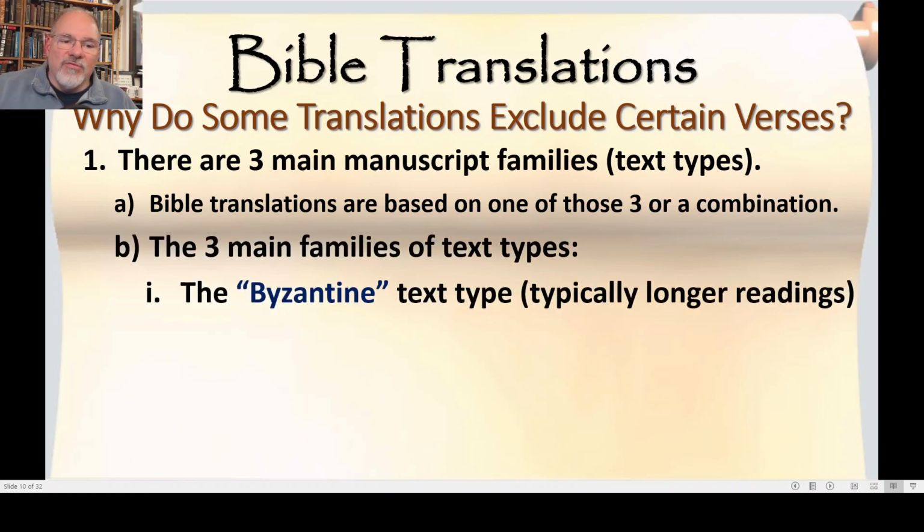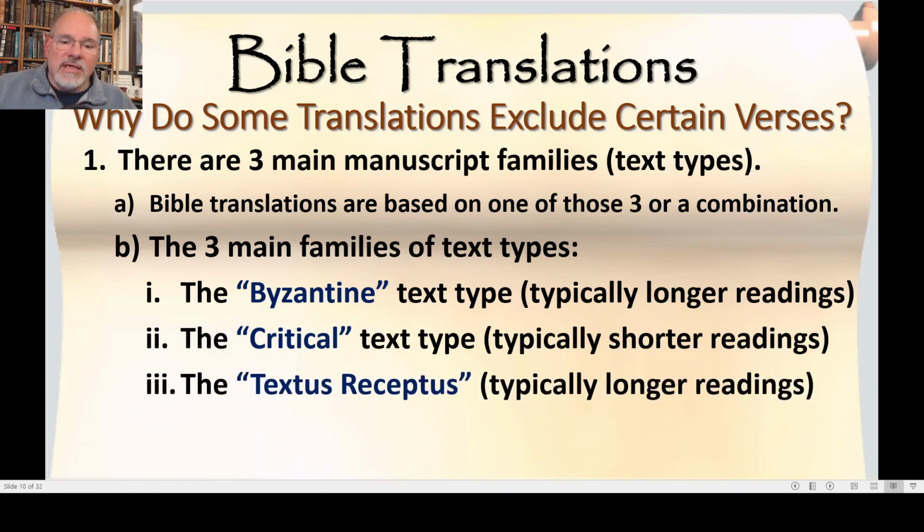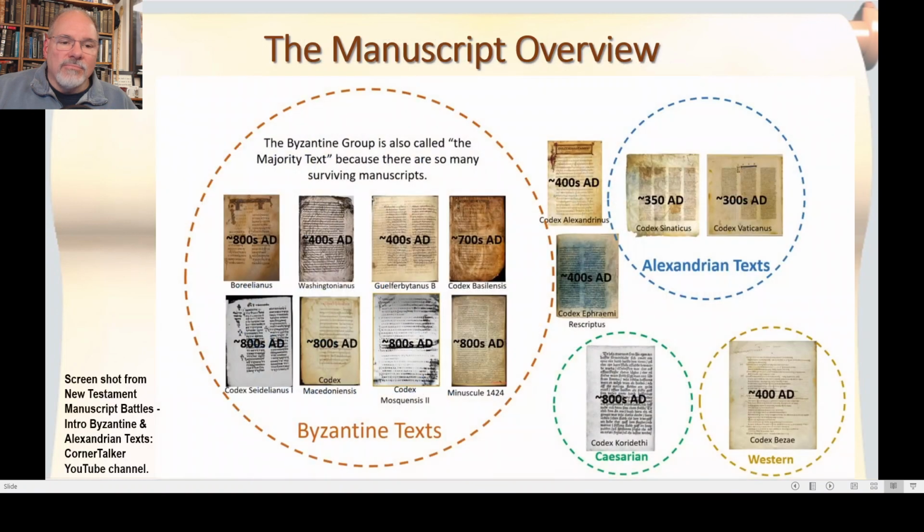The three families are first the Byzantine family text type, which tends to have the longer verses. If there's a shorter and longer reading on a verse, typically it will be the longer reading. There's what they call the critical text, which is typically shorter readings. So some verses seem to have a few words shorter. That would represent the critical text typically. And the Textus Receptus, which I'll explain what that is, which again is typically longer readings. So let's take a look.